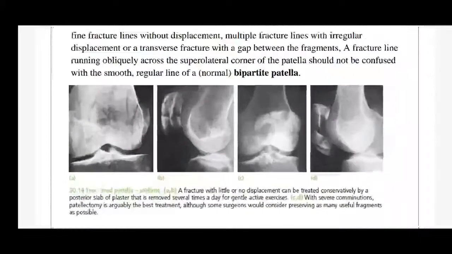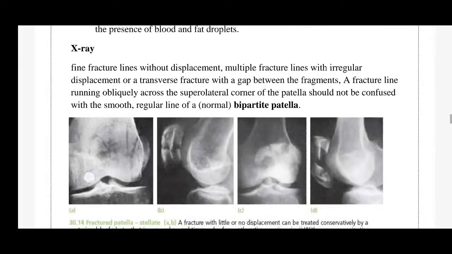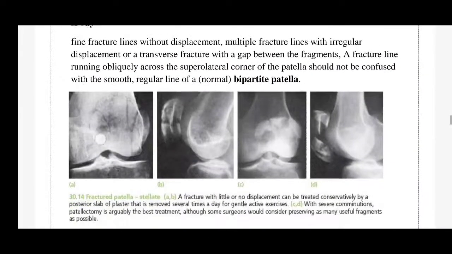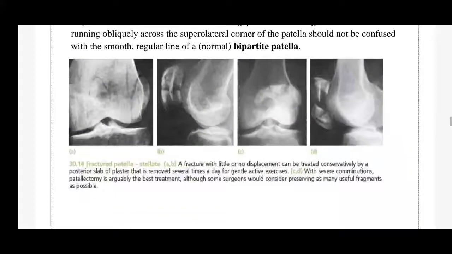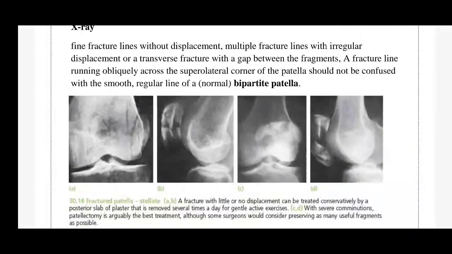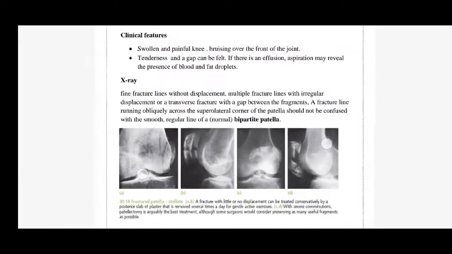On X-ray, as shown in this photo, this is a comminuted fracture due to direct trauma. This is a transverse fracture. Sometimes we find fragments separated on the superolateral surface. We should exclude the bipartite patella as an anatomical variant by comparison with the other side.